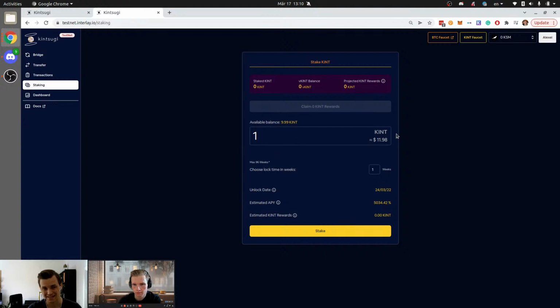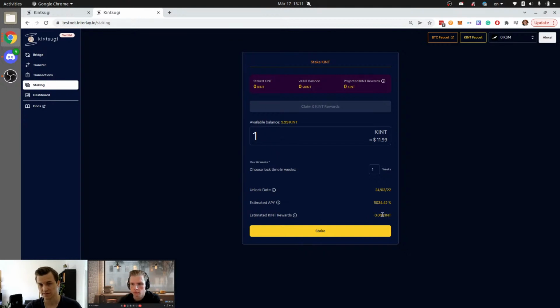Next, what I can do is I can enter the amount of KINT I would like to stake. And then, let's say I want to stake 1 KINT. The next bit that I do is I have to enter the amount of weeks. Reminder here, the maximum staking duration in total is 96 weeks. And then I can review the parameters of this staking call essentially. What I will see here is the unlock date, the estimated APY, and the estimated KINT rewards. Now do note this is on testnet, so these values here are of course just experimental.